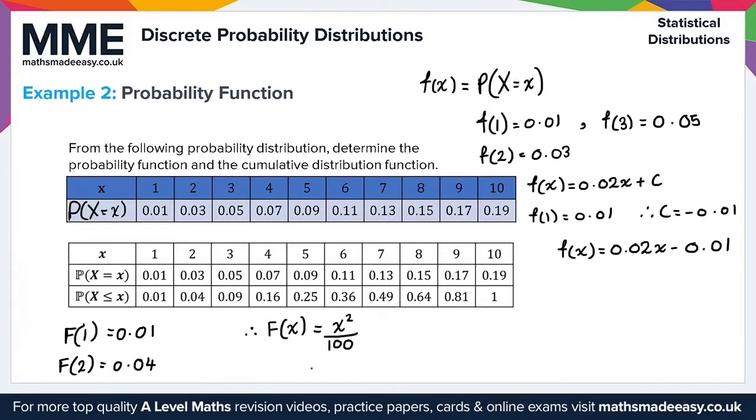Notice if you take 2 and you square it, that would give you 4. If you divide it by 100, that will give you 0.04. Try that with 3, so F of 3. Again, that gives you 0.09. You can verify that: 3 squared is 9, divide it by 100, and we get 0.09. So that gives us our cumulative distribution function, and that gives us the solution to example 2 for discrete probability distributions.